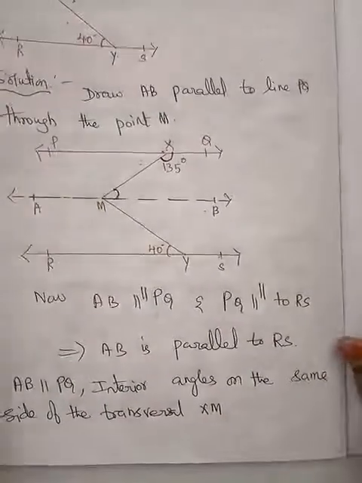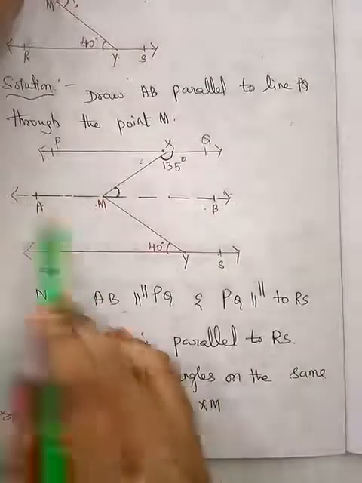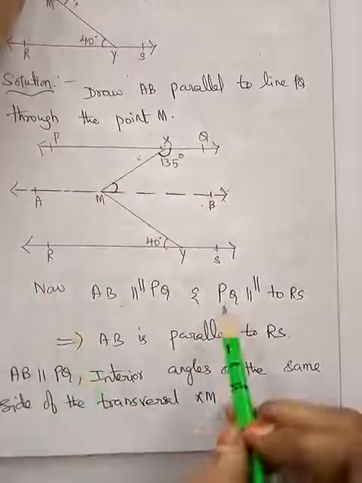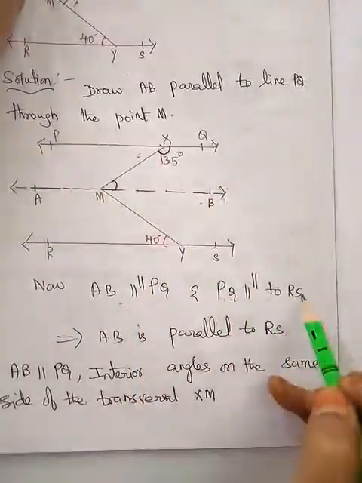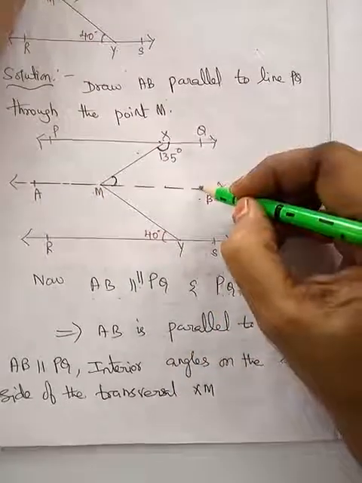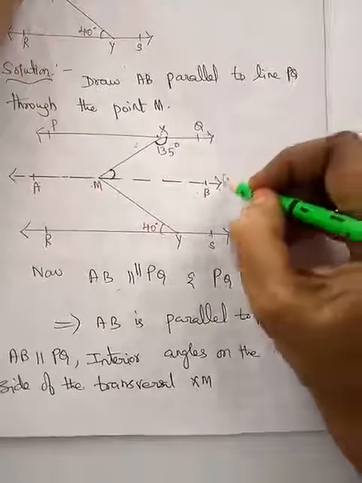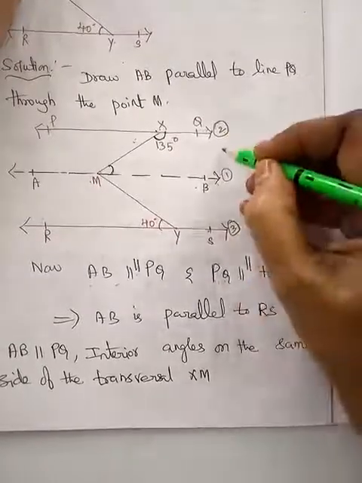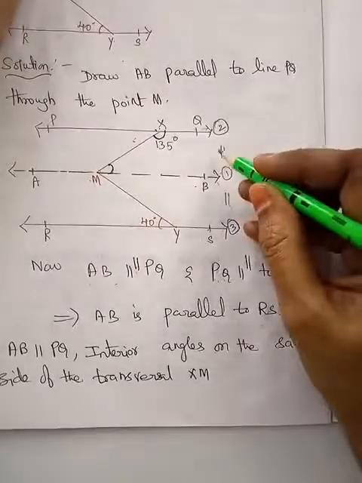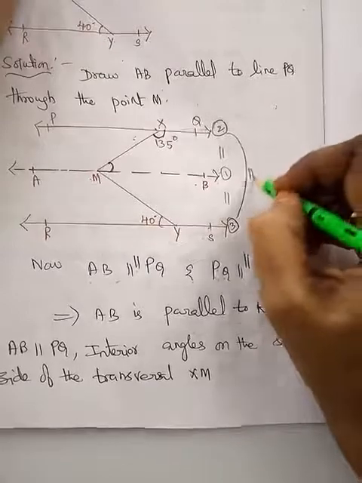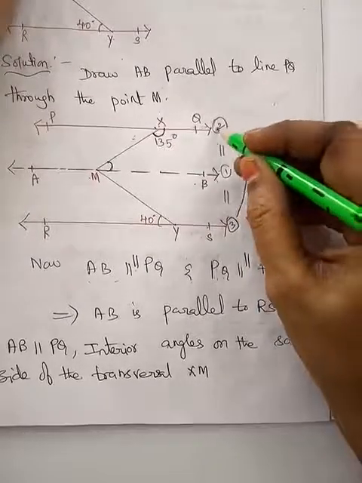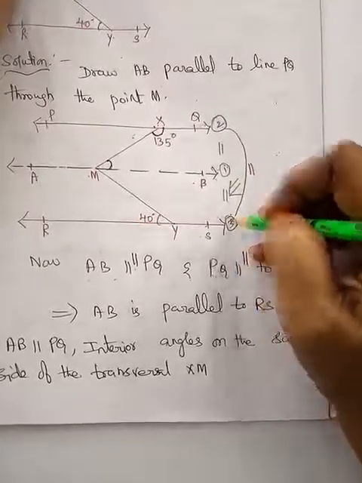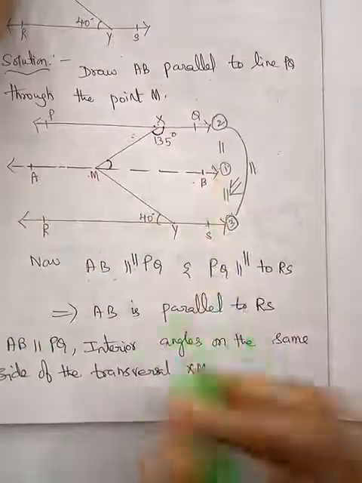Now, the first thing: AB is parallel to PQ, and PQ is parallel to RS. Look at this. Line 1 is parallel to 2, but 2 is parallel to 3. 1 and 2 are parallel, 2 and 3 are parallel, which implies what? 1 and 3 are also parallel. So AB is parallel to RS.